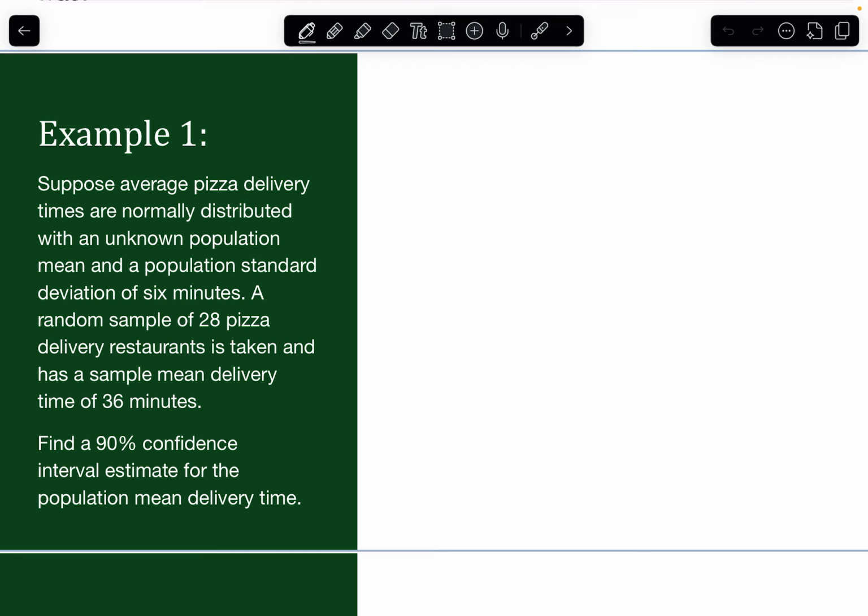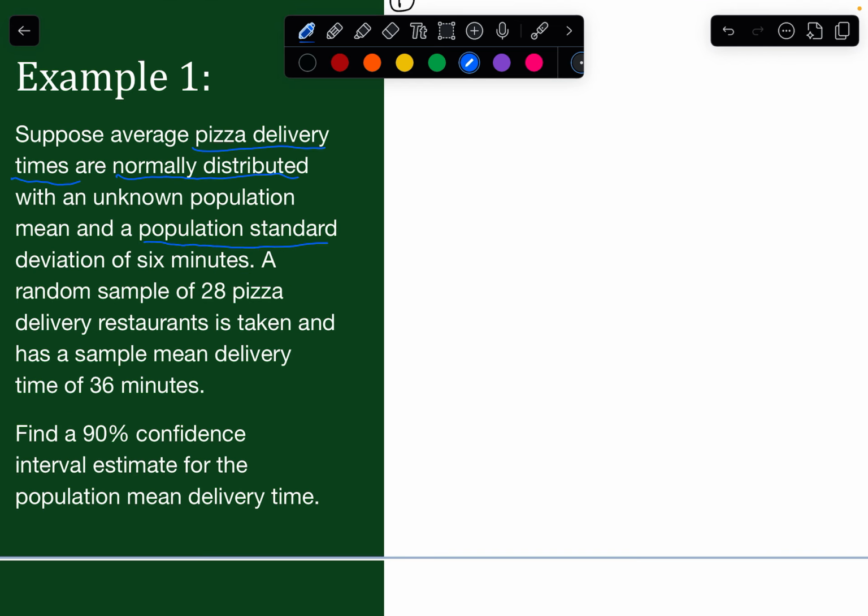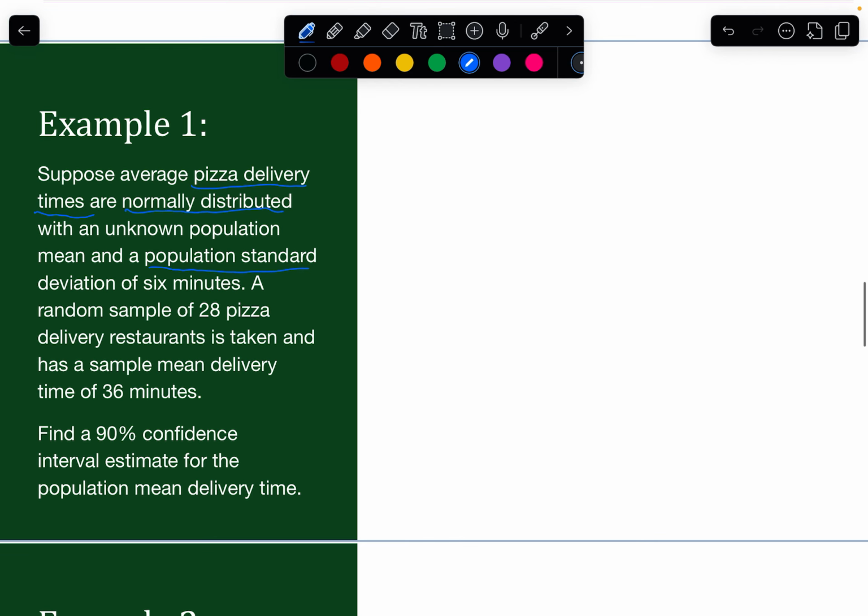So we're going to go ahead and do our state, plan, do, conclude. So step 1, I'm doing my state. I'm identifying everything I was given in the problem. So I'm going to go ahead and circle that down here in blue. So I'm told pizza delivery times are normally distributed. So the thing I'm looking at, pizza delivery times. I know my population standard deviation is 6. I know I have a sample of 28 pizza delivery restaurants and that the sample mean is 36 minutes.